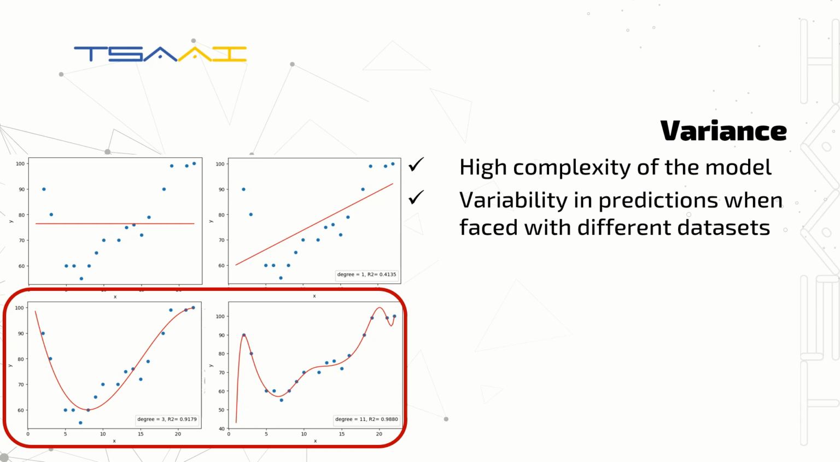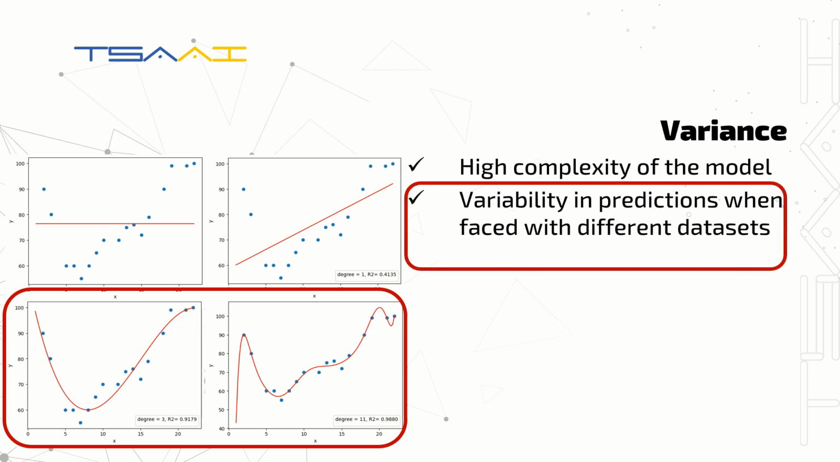Now shift your focus to the higher degree polynomial models on the bottom of the figure. The high degree polynomials perfectly fit the training data. But the more complex the model, the more it tends to be influenced by the specific data it was trained on. Due to its sensitivity to variations, it fails to generalize well to new data. This phenomenon is known as variance.